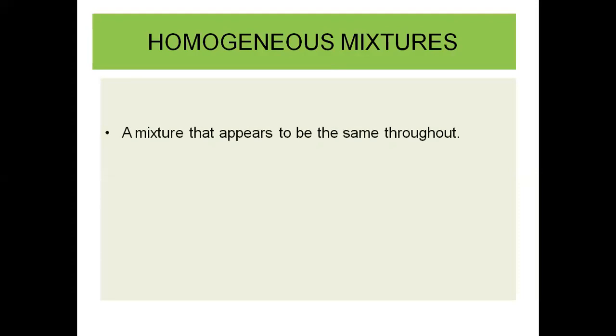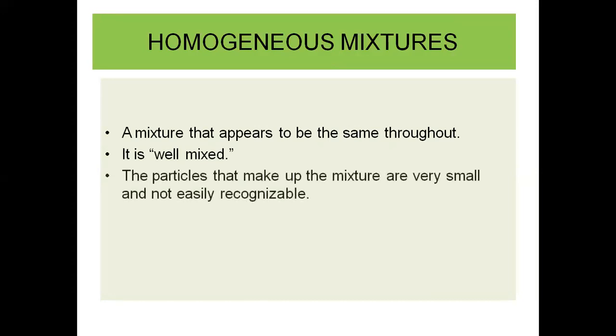Okay, let's talk about the homogeneous mixture. Homo means same, genus means species. A mixture that appears to be the same throughout is called a homogeneous mixture. It is well mixed. These are the properties of the homogeneous mixture. The particles that make up the mixture are very small, not easily recognizable. And the most important thing about the homogeneous mixture is that you only observe one phase.